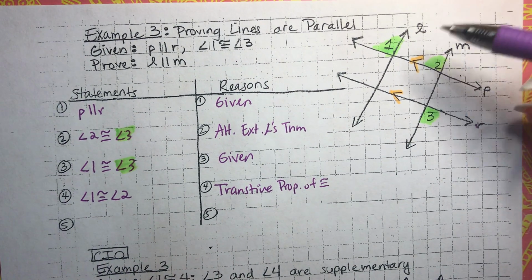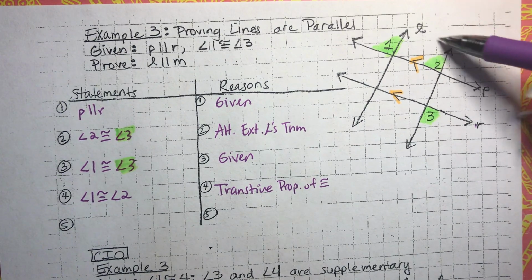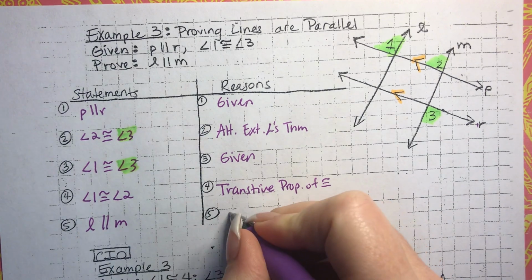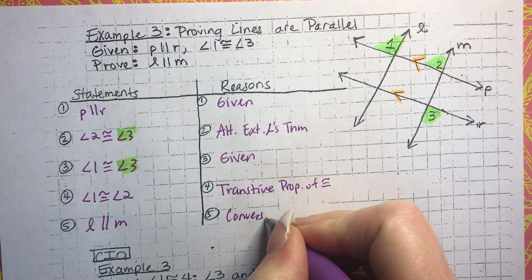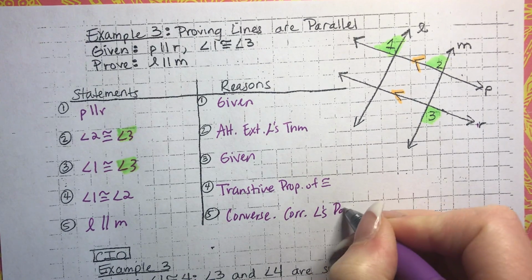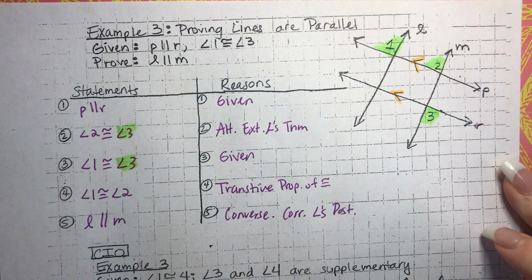Okay, so now we have 1 and 2, and that's really all we need to prove that L is parallel to M by the converse of the corresponding angles postulate. So boom, there you have it. That's it for example 3.